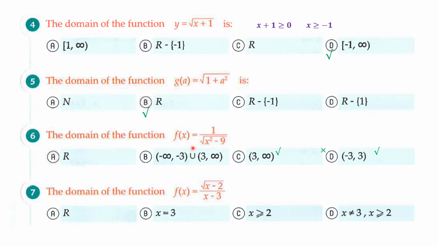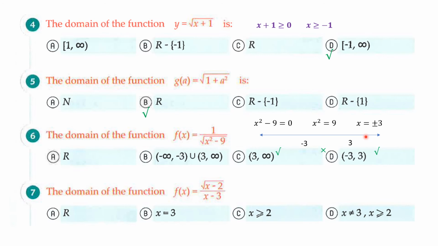The domain of the function f of x equals 1 over root of x squared minus 9. Here, let's take the denominator and set it equal to 0. x squared minus 9 equals 0, so x squared equals 9 and x is equal to plus or minus 3. Now, remember when we used to draw a number line and think which numbers fit? Numbers less than 3 or more than 3. Numbers less than negative 3 or more than negative 3.